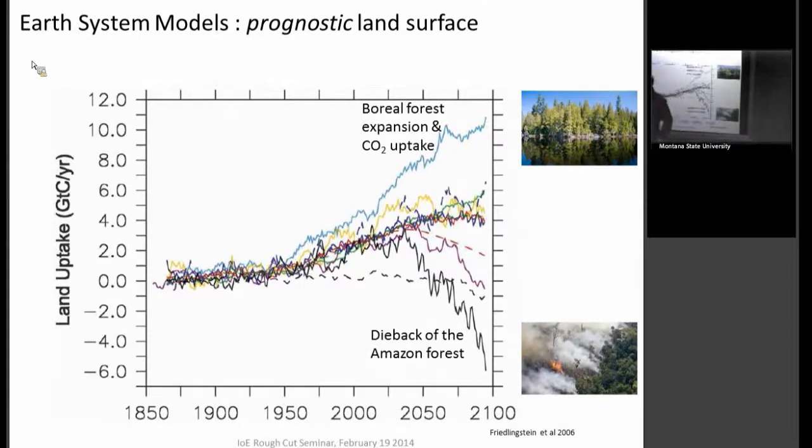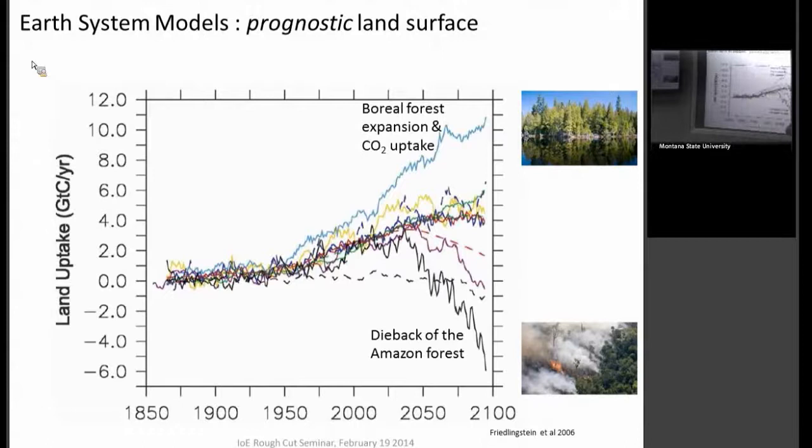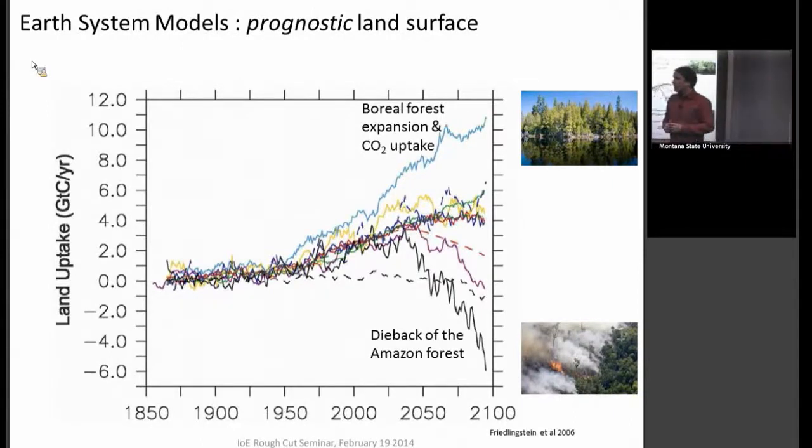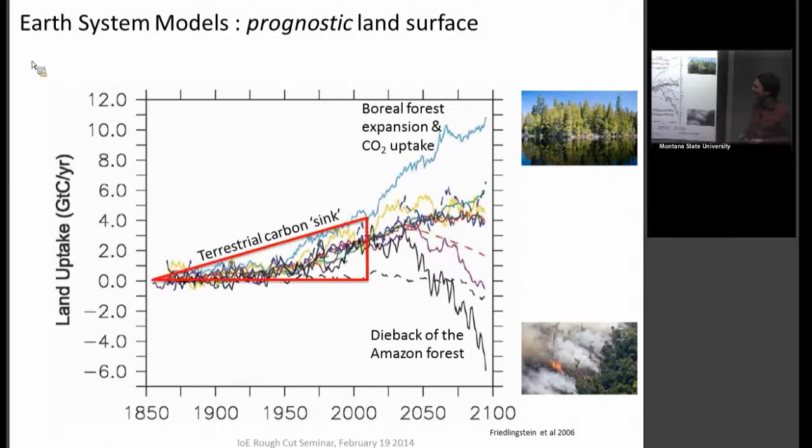So a lot of work is going into trying to reduce this uncertainty. And in the fifth assessment report, the spread is just the same or maybe larger. So the agreement is not improving. This just shows that we're positive that the land is taking up more carbon through photosynthesis than it's losing through respiration and disturbance.